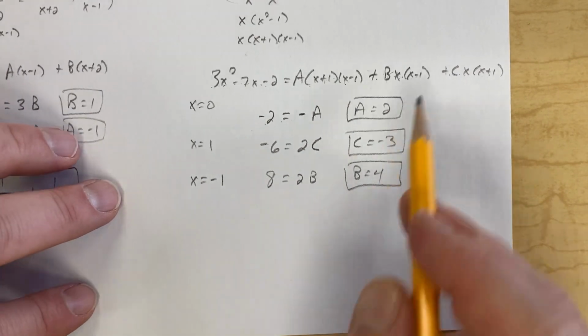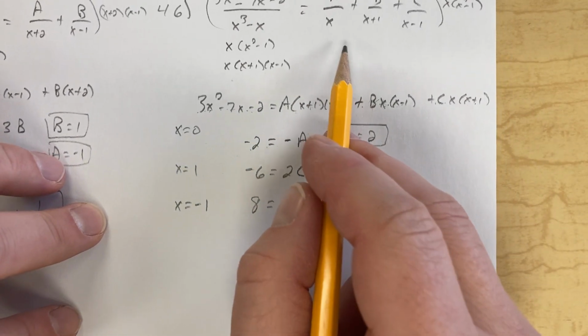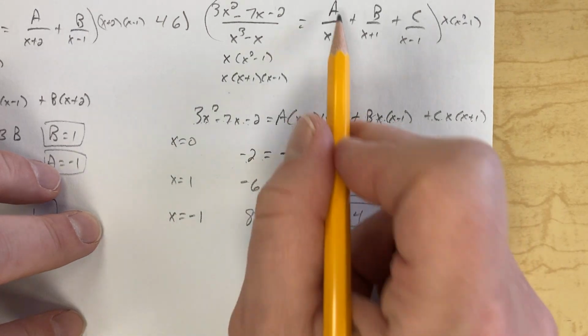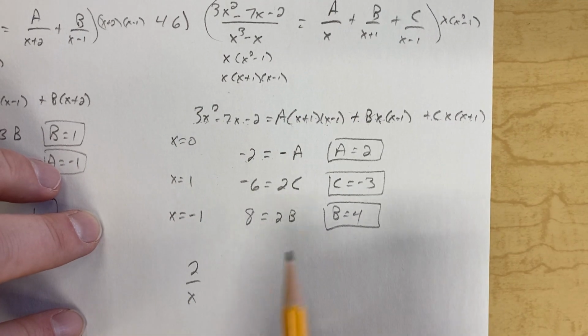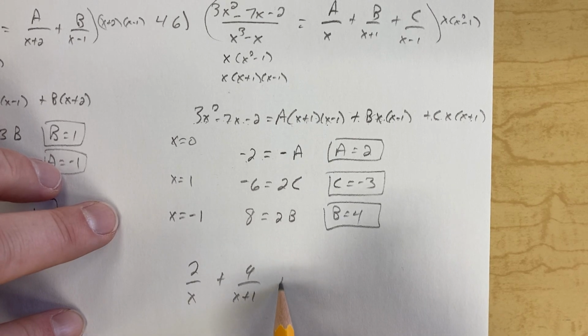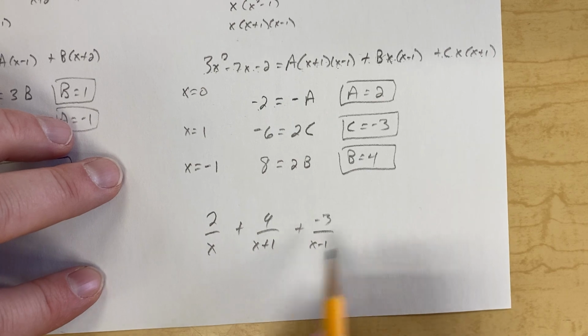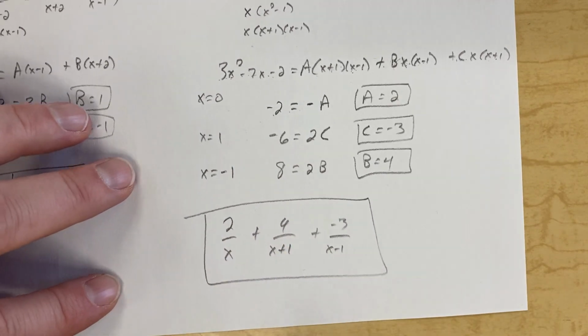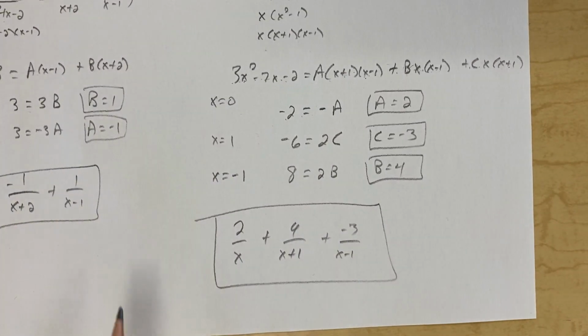All right, we're almost there. Let's go ahead and put these back into the original. So 2 over the x plus 4 over the x plus 1, and then plus negative 3 over the x minus 1. If you wanted to make that a minus 3, it doesn't matter. But there's our decomposition of what we had before.